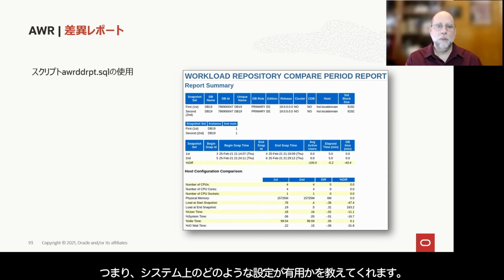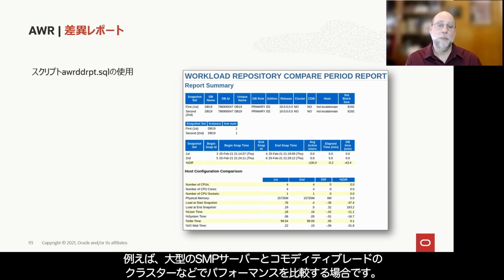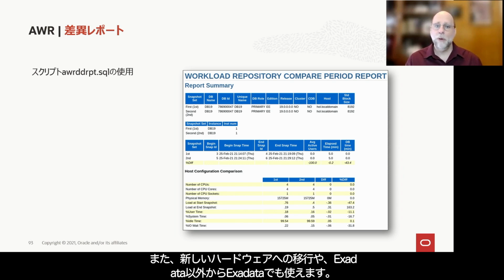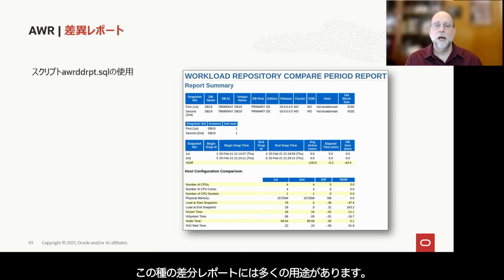So it'll tell you what your configurations were on the system. That could be useful, for example, if you're going to compare performance on, say, a large SMP box versus a cluster of commodity blades, or even just going to new hardware, or non-Exadata to Exadata. A lot of uses for this kind of diff report.